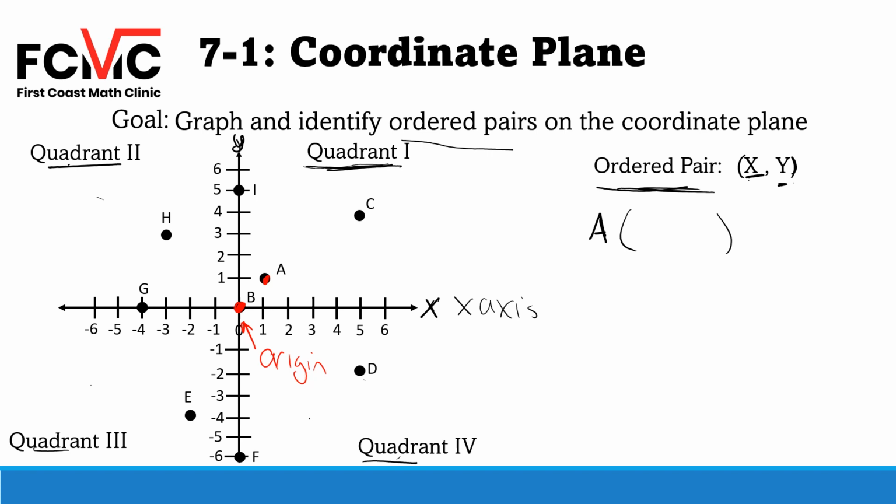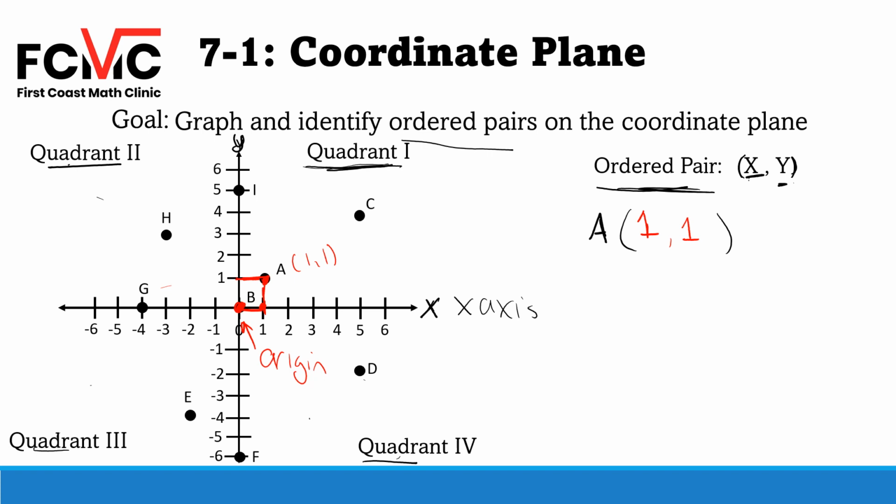How do we get from that origin to point A, right? How far over do we have to go? How far up do we have to go? So on our x-axis, I have to go over 1, right? So I'm at coordinate 1 on our x-axis. So my x value is going to be 1. All right, now how far up do I have to go? Well, I've got to go up 1. So my y value is going to be 1 also. So my coordinate for A is going to be at point 1, 1. So that's the ordered pair, the location for point A.